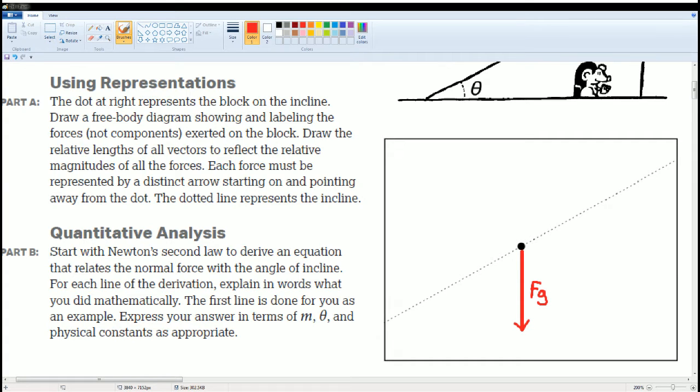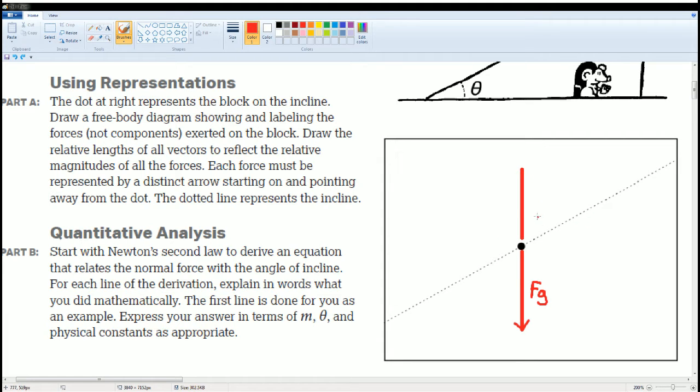We saw that the force of gravity is always pointing down towards the Earth's core. So even though there's a ramp, force of gravity still goes down. Next, we're going to have the force normal. If you drew that, this is incorrect. A lot of you assume that force normal is the opposite of force of gravity. That is incorrect. Force normal is always perpendicular to the surface.